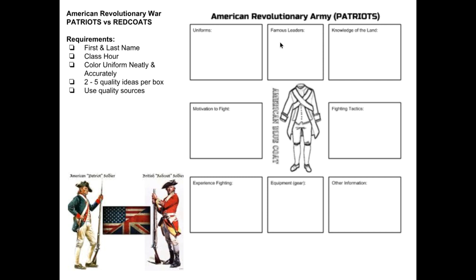The top box would be famous leaders. So as you're researching the two different armies, maybe these are the generals. These are important soldiers that did something special. Knowledge of the land would be understanding the idea that knowing the setup of the land, the rivers, the streams, the trees, the landscape, how that played into the war. So understanding the land would be the fact that maybe you know the ins and outs of the landscape, the geography a little bit better.